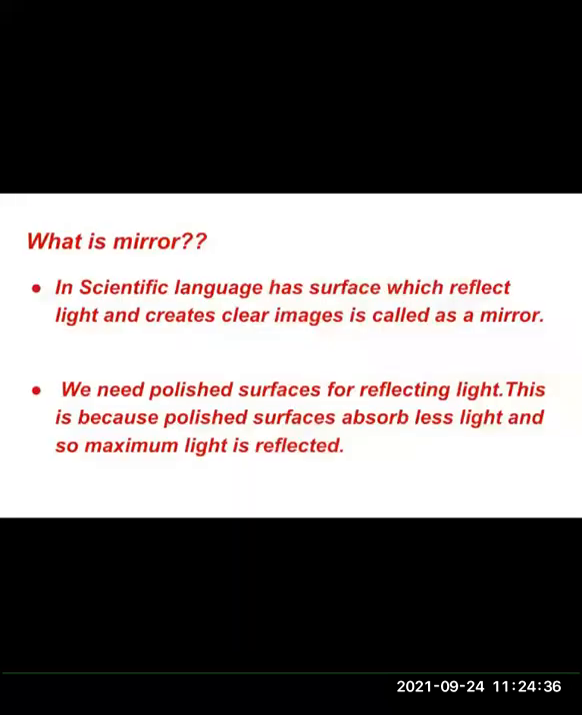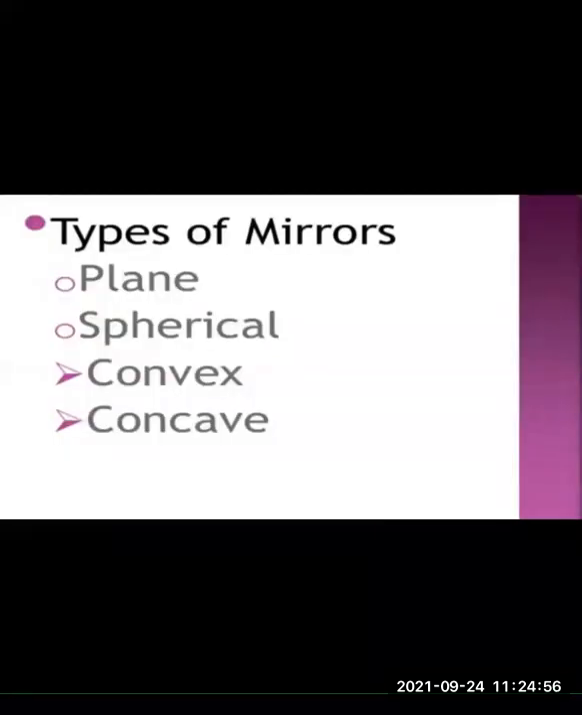What is a mirror? We saw the scientific definition of a mirror. A mirror is nothing but plain glass which is coated with silver nitrate or aluminium, and finally it is painted with red or any other color. We saw various types of mirror. The plane mirror was the focus of this particular lecture.